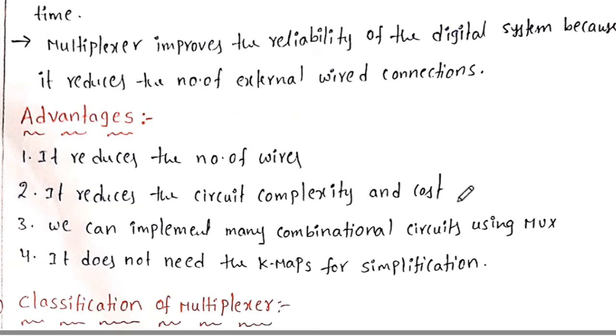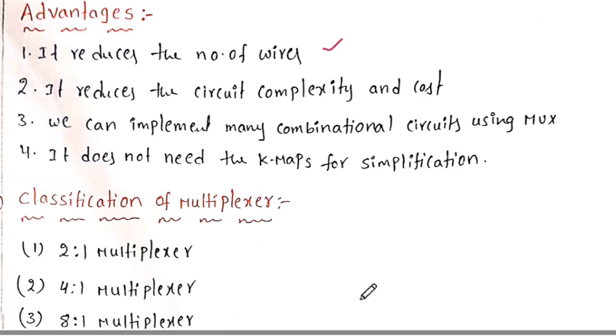Advantages. It reduces the number of wires, because in order to pass the input to the output, no dedicated lines are required. A switch is used to connect the input to the output. It reduces the circuit complexity and cost. We can implement many combinational circuits using a mux. It does not need K-maps for simplification.